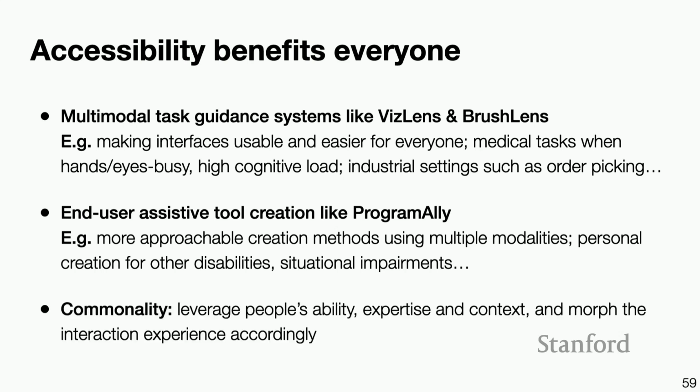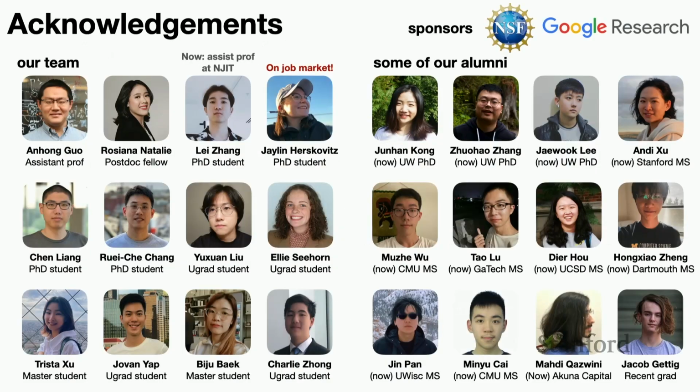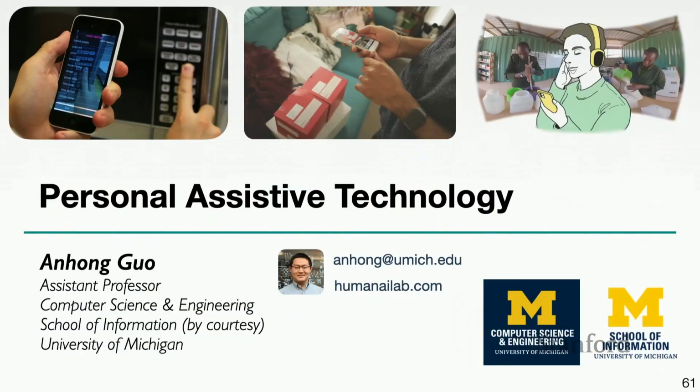So the commonality here, I believe, is we're able to better leverage people's ability and expertise in situ and empower them to create and consume with greater agency. And then we can morph that interaction experience accordingly by providing more dynamic adaptations. So all of this work would not be possible without the amazing students I've worked with. And beyond what I shared today, there are also many other directions that I didn't cover, and I would love to potentially talk to you offline. So now I'm open for questions.